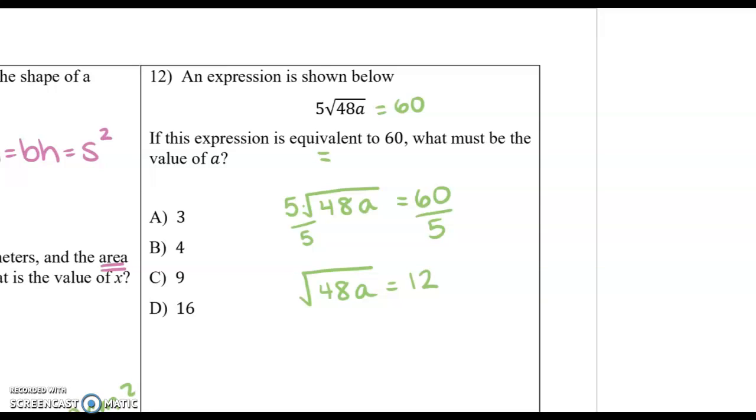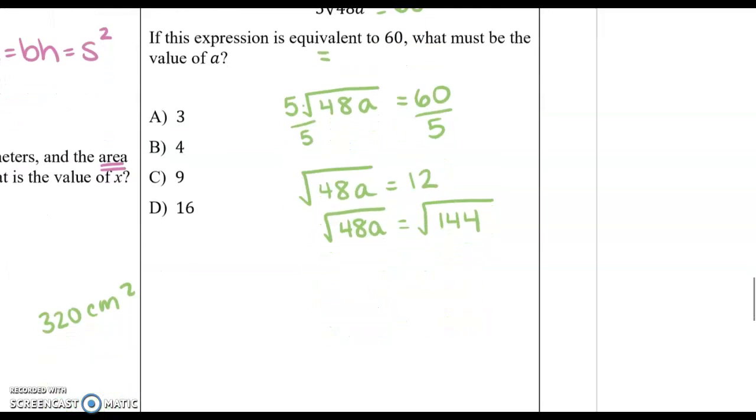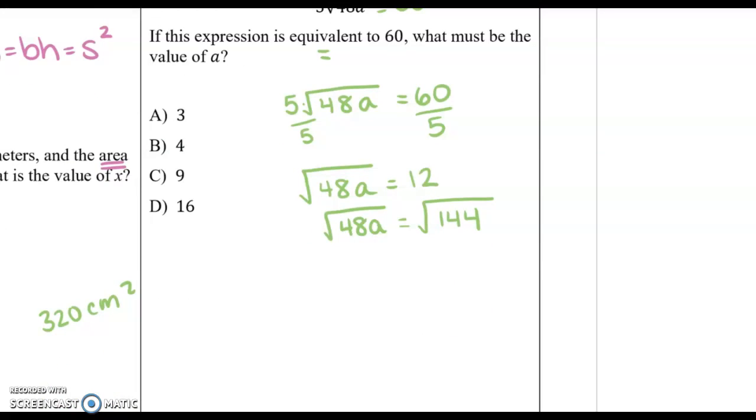And then, since the square root of 48a has to equal 12, what I need to figure out is that 12 is actually the same thing as the square root of 144. So they're the exact same thing. We agree that the square root of 144 would simplify to 12. So that means I need whatever a to be, a times 48 has to equal 144. So I'm going to divide by 48, and I'm going to see that a has to be equal to 3.